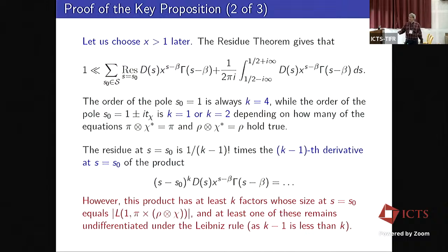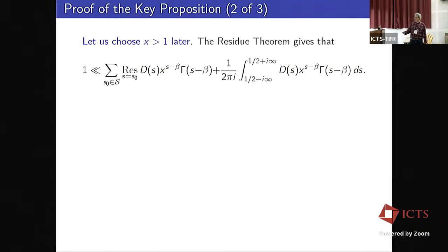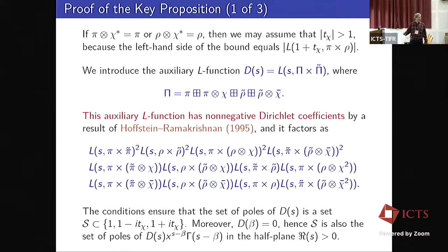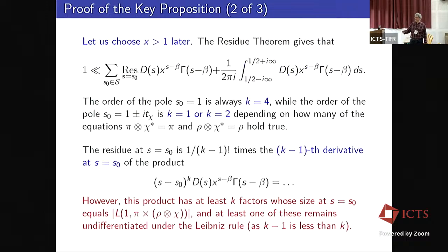It turns out that in each of the cases, for the pole 1, or for the pole 1 plus it chi, or for the pole 1 minus it chi, regardless of the order being 4 or 1 or 2, the product ds always has at least k factors, k meaning k of these 16 factors. There are always as many factors as the order of the pole, L function factors whose size at the point s 0, which is the pole, 1 or 1 plus minus it chi, is the size of our twisted Rankin-Selberg L function.